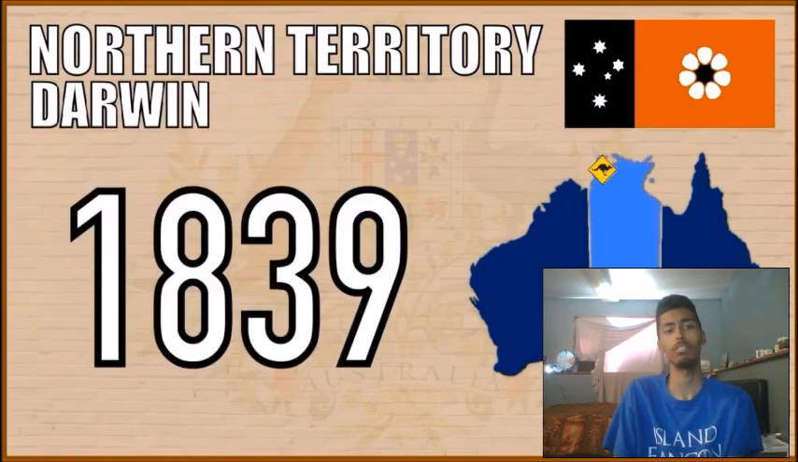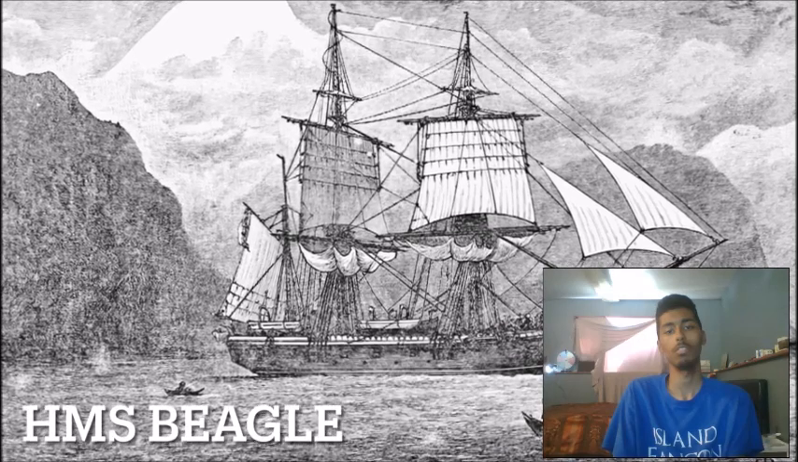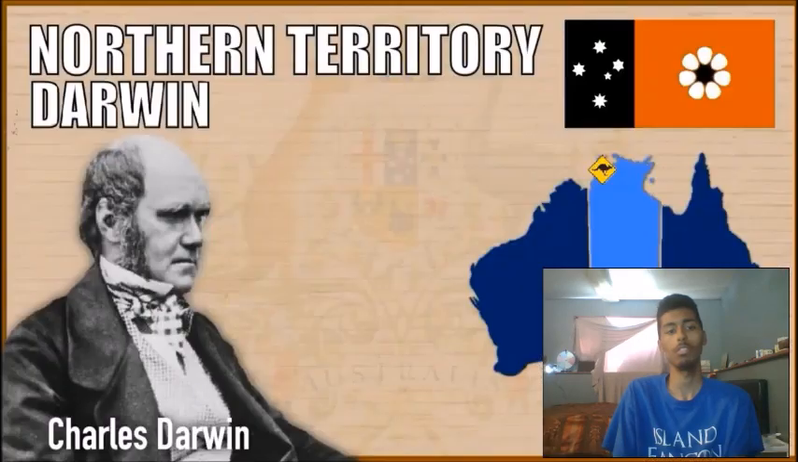During a survey by the HMS Beagle that was sailing through the local harbor, John Clements Wickham named the region Port Darwin in honor of his former shipmate Charles Darwin, who had sailed with them in the previous voyage.